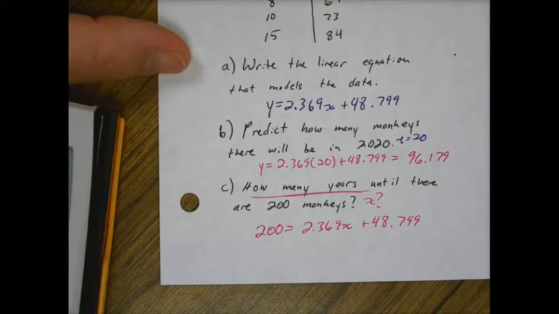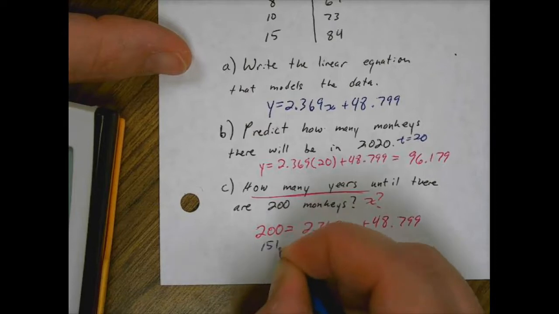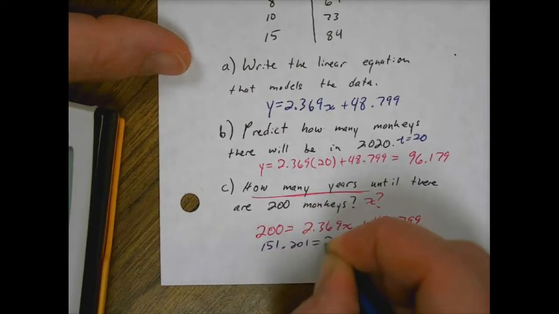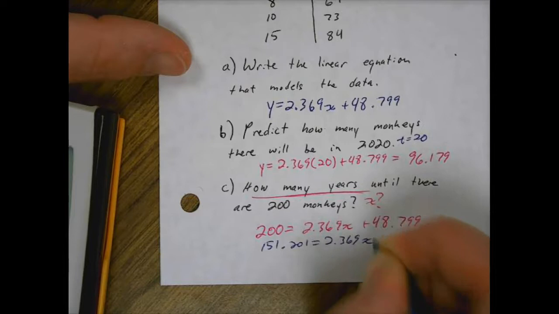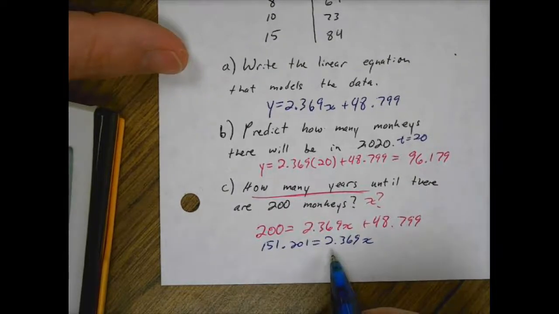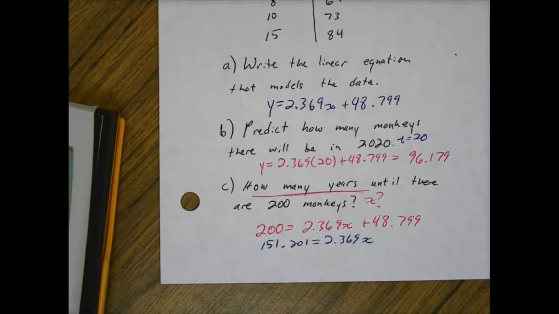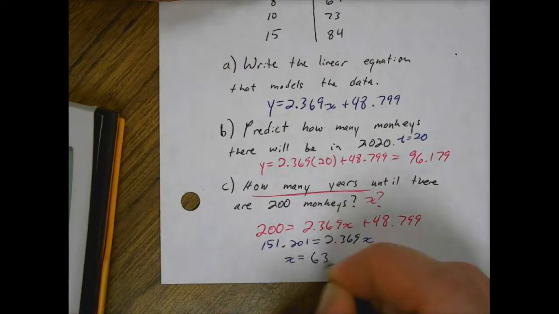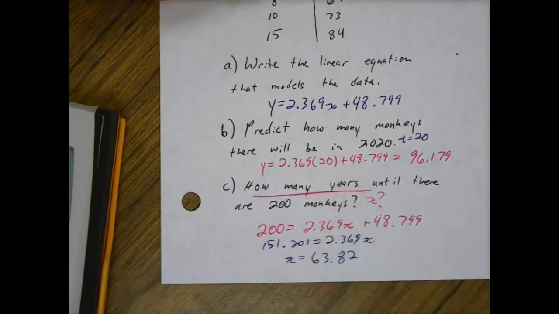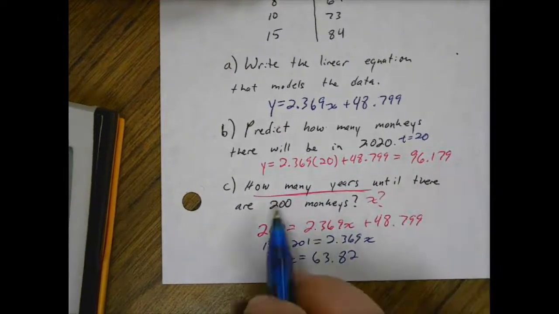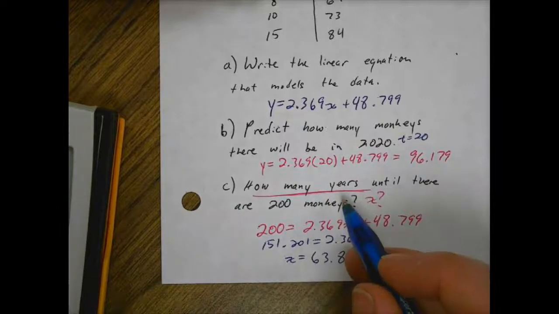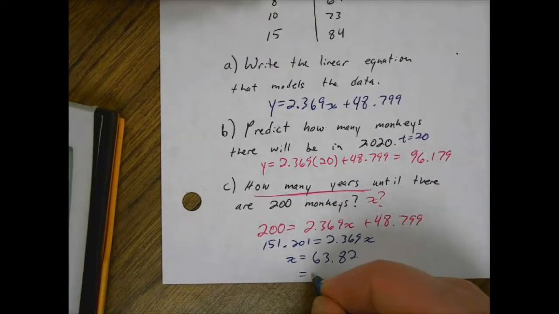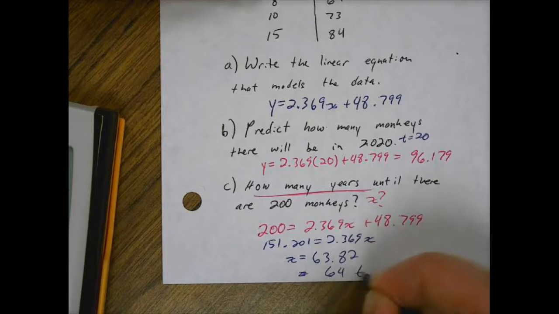So we can do 200 minus that 48.799, such that we have 151.201 equals 2.369x. And then just divide both sides by that 2.369. So divided by 2.369, we should come out with x equals 63.82 years. So really, if it's asking after how many total years, we would say total years would be 64 total years.